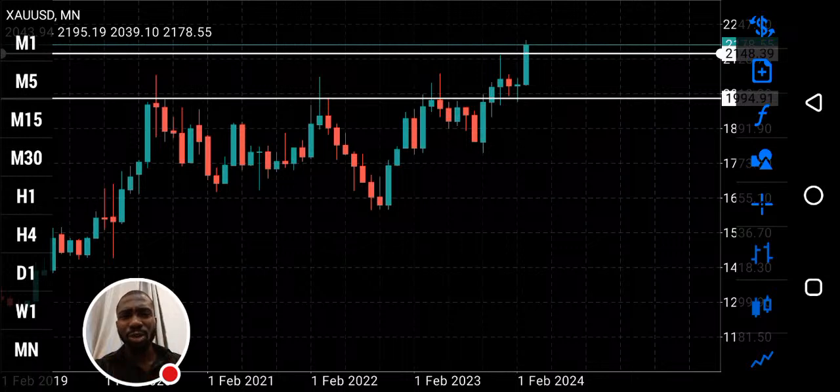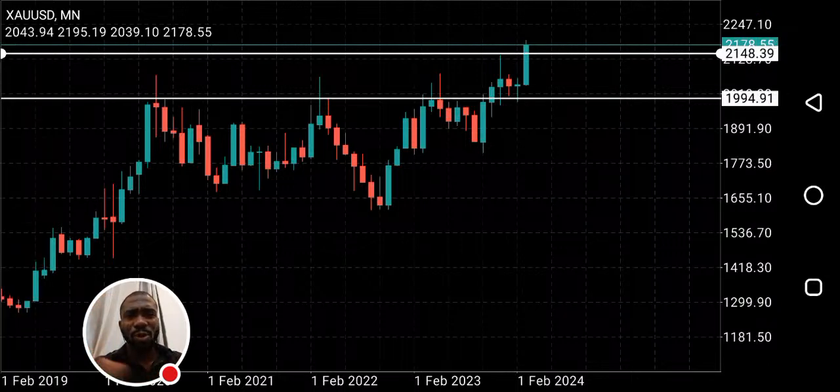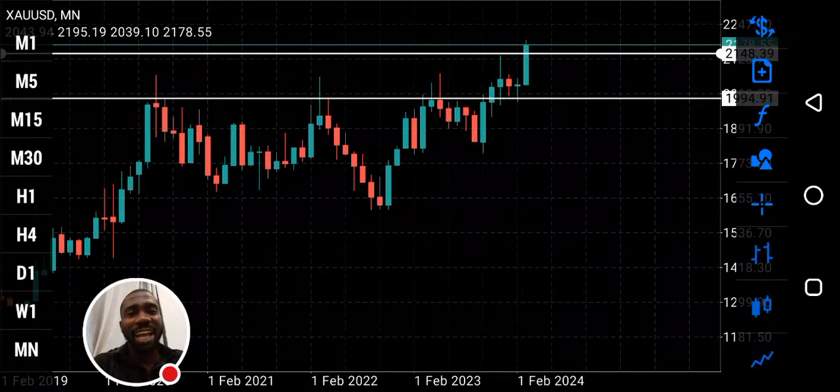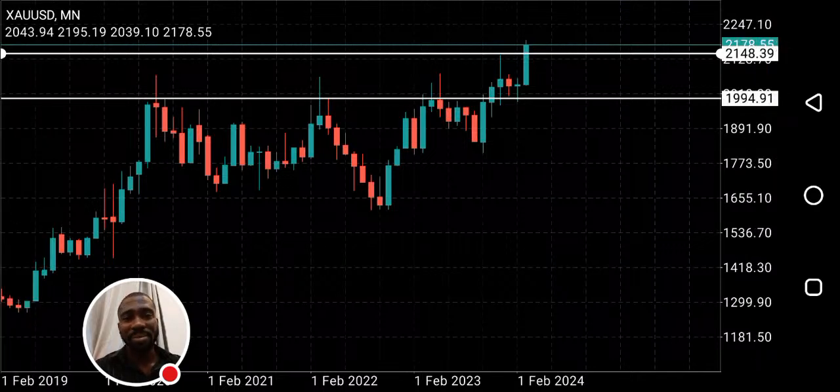You don't need me to tell you that it's overbought right now. We cannot buy gold at the current market price. If you buy gold at the current market price, it's very risky. I can't buy gold because I know the institutions want to sell. Most retail traders want to sell. They've made so much profit and they would want to sell. If they don't close all their trades, they will close partials.